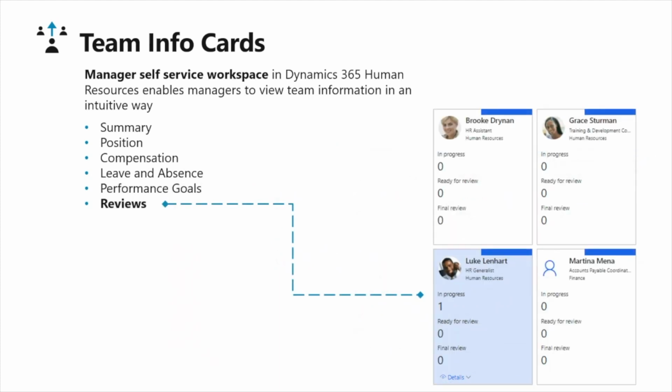The Reviews tab summarizes the reviews the employee has in each state, be it in progress, ready for review, or final reviews. To access an employee's review, select the Details button, and then select Reviews to collaborate. Based on where a review is within a workflow process, you can see if the review is available for updating.